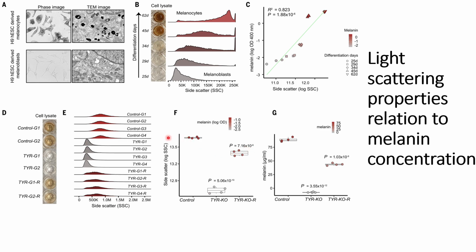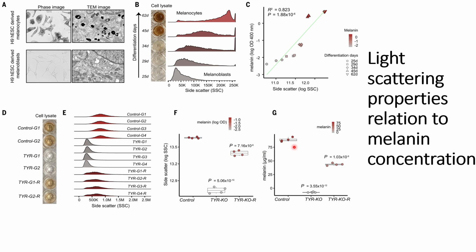And the color of the dots represents the concentration of melanin. So here the concentration of melanin in the control is high, and in the case of tyrosinase knockdown the melanin concentration is low, and in the case of re-expression of tyrosinase the melanin concentration increases, and the scale is represented here.